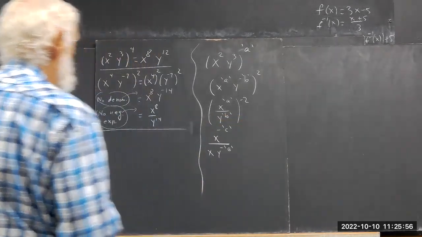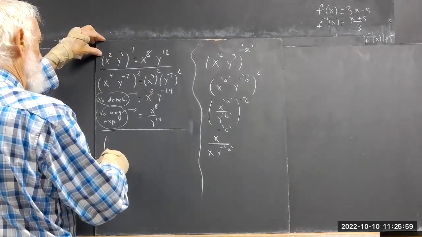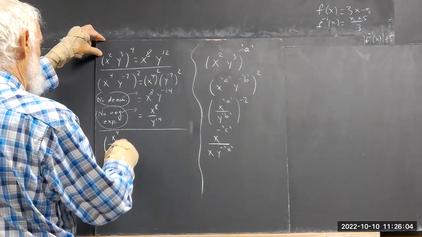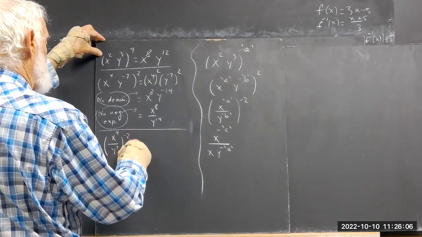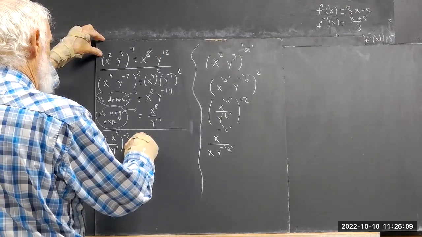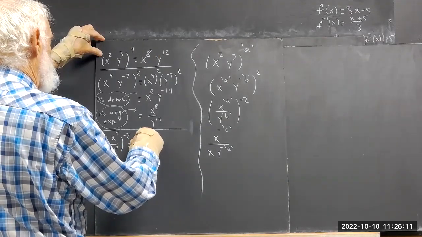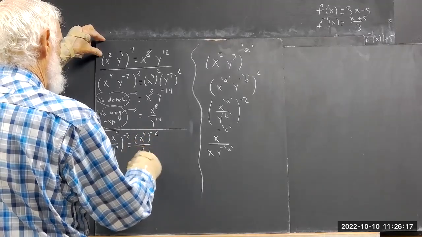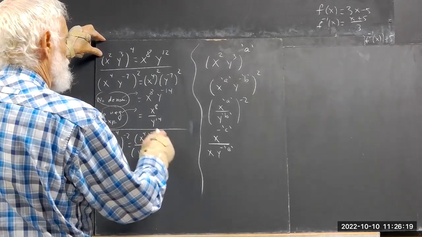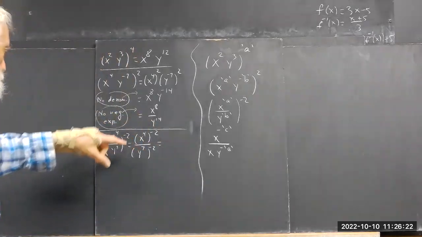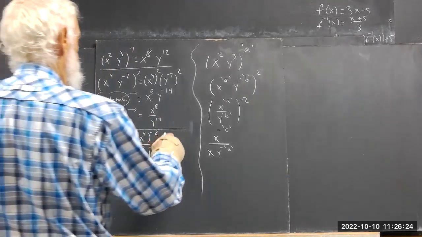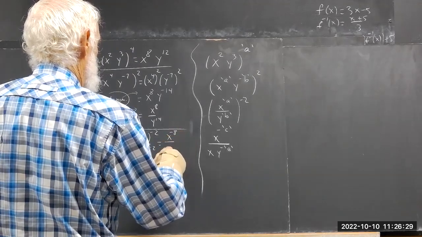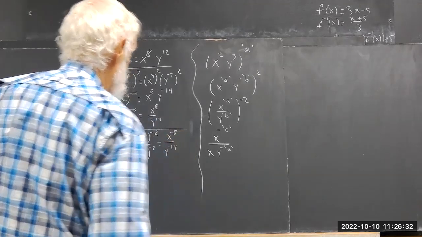Well, on this one, we write x to the fourth over y to the seventh, to the negative second power. Well, that's going to be x to the fourth to the negative second over y to the seventh to the negative second. That's that seventh when I wrote that down. I wrote it down right. Okay. And that's x to the negative eighth over y to the negative 14th.